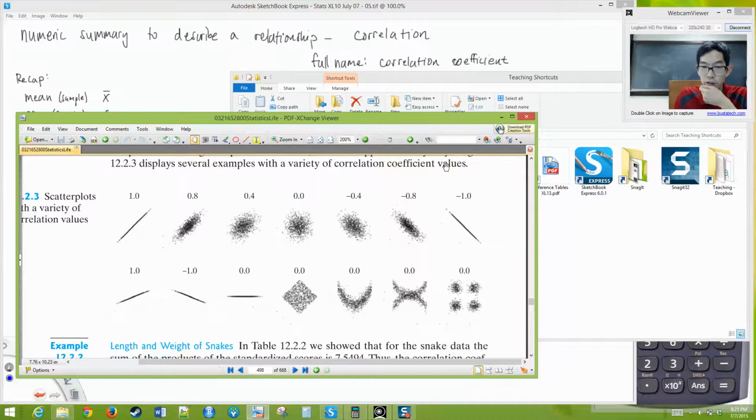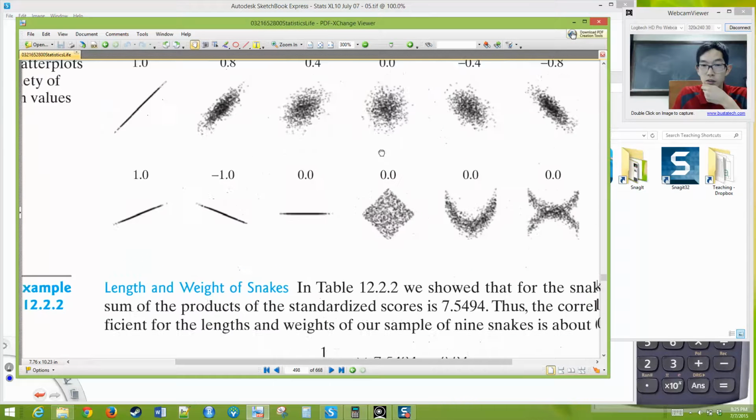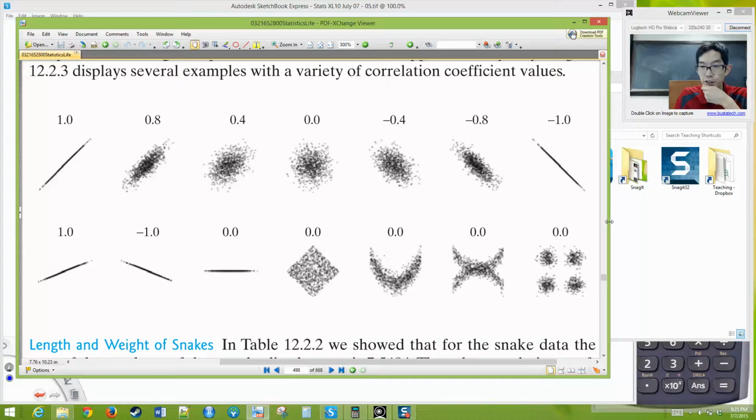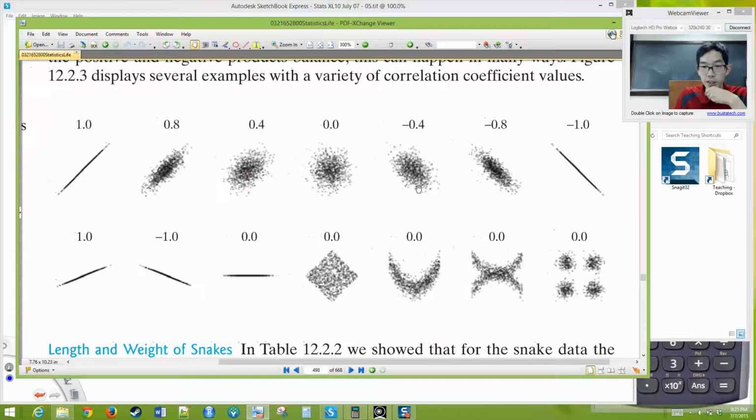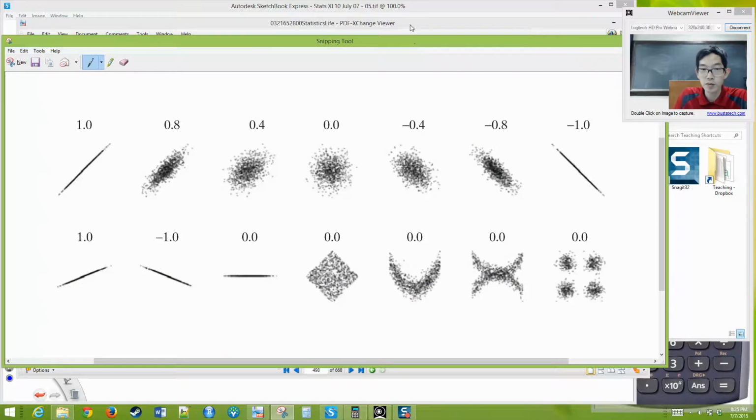So here, can you all see this? These are different scatter plots and different values of R. Here, the dots are going up in this direction, and they're perfectly in a straight line. This has R equal to +1. If you want to copy this into your notes, probably not a terrible idea.